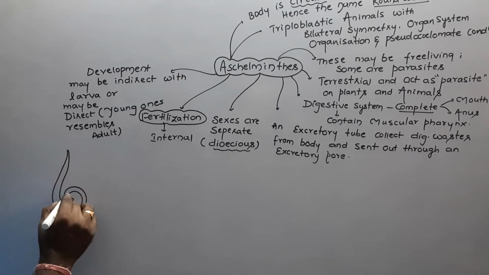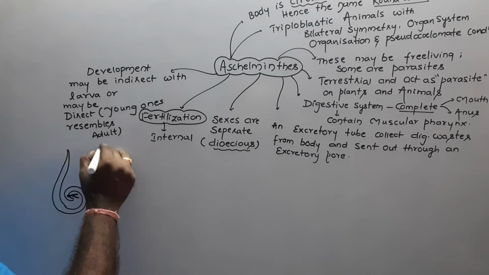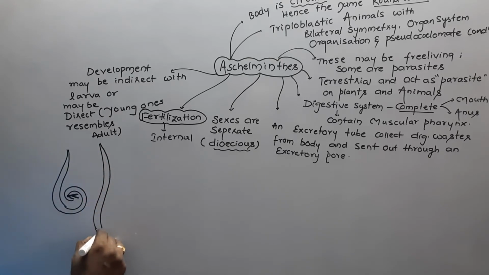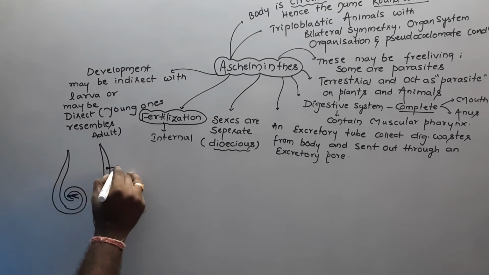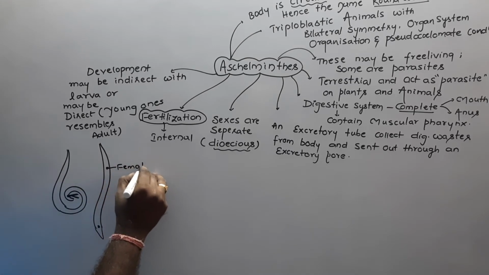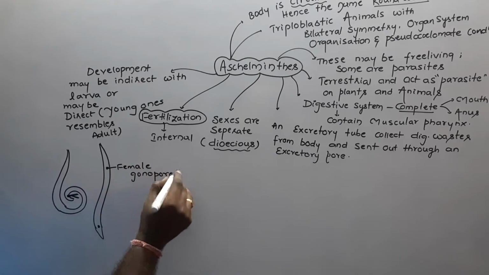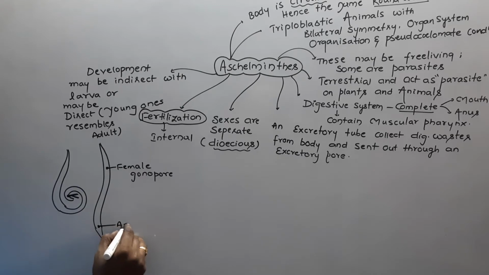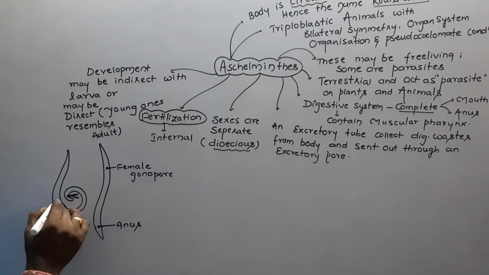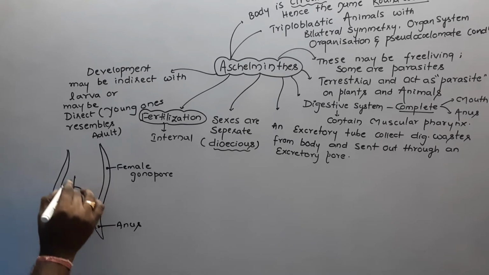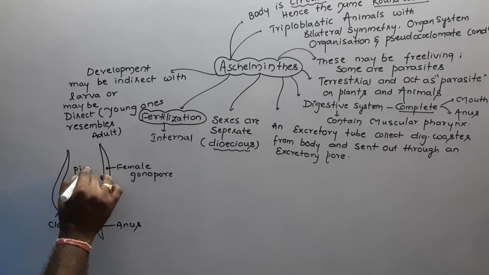This is the male, where the anus or cloaca is present and a pair of penial spicules are present. Whereas this is the female, and here the anus is present, and here the female gonopore is present. What is this? The female gonopore, which is also called the vagina, whereas this is called the anus. Okay, and this is called the cloaca. And these are called penial spicules.